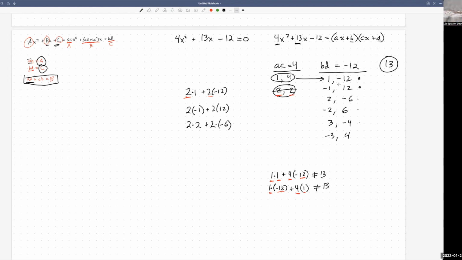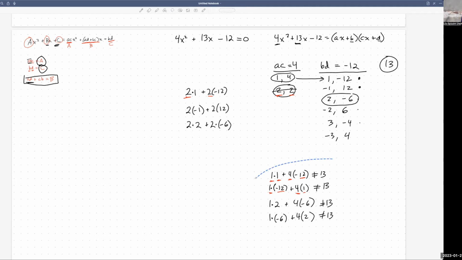Right? So we would go through checking all of these. Again, I'm not going to do each and every one. Let's do one of these. Let's look at this pair. Let's try checking that one. So we would do 1 times 2 plus 4 times -6, which does not equal 13. We would also do 1 times -6 plus 4 times 2. This also does not equal 13. So we keep checking like this, going through all of our different options. Let's jump to the end here.